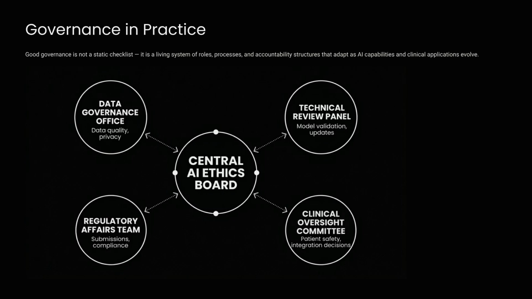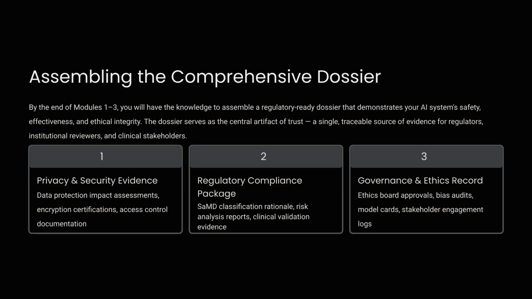It involves a central AI ethics board coordinating with the Data Governance Office, the Technical Review Panel, Regulatory Affairs Team, and the Clinical Oversight Committee. By the end of Modules 1 through 3, you will know how to assemble a comprehensive regulatory-ready dossier. This central artifact of trust includes privacy and security evidence, the regulatory compliance package, and the governance and ethics record.